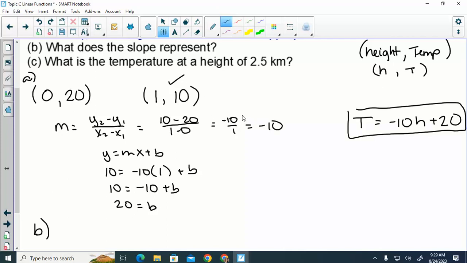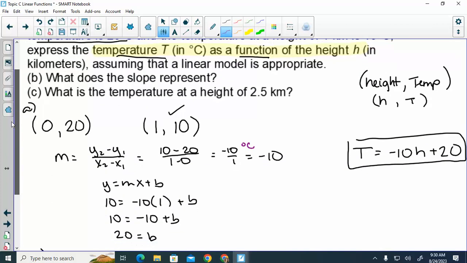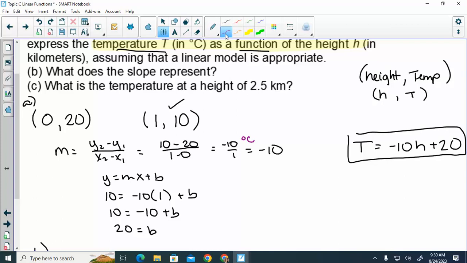My y was the temperature, right? So what was my unit for temperature? Degrees Celsius. My x was my height. What was my unit on the height? Kilometers. Okay, and the division we know is like a per. So this is -10 degrees Celsius per kilometer.